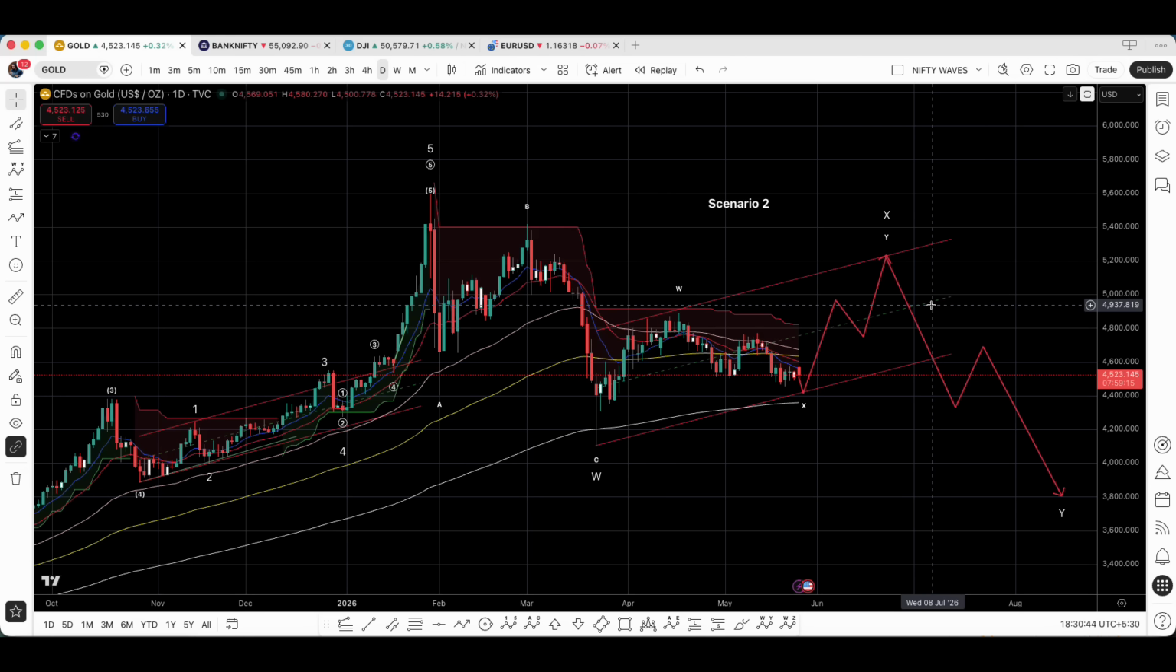But for now, this is one of the scenarios that we're looking at.